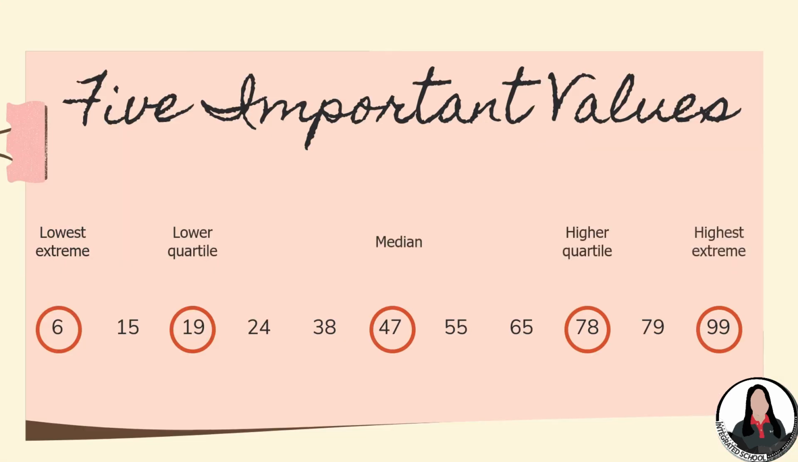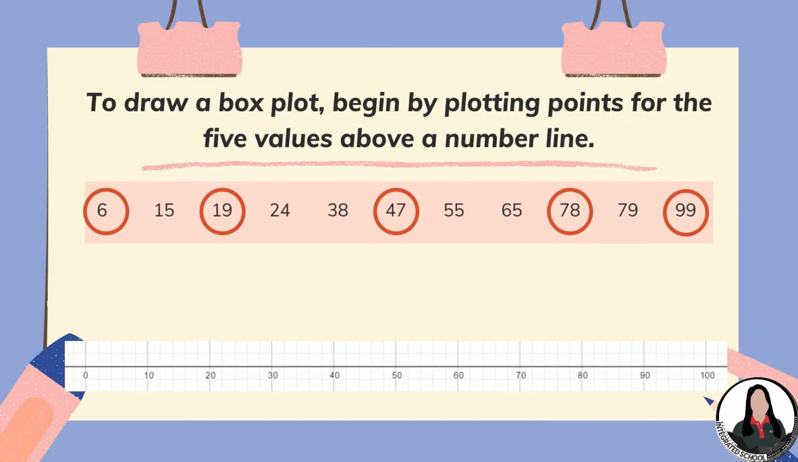So now that we have the 5 important values, 6, 19, 47, 78, and 99, let us name these 5 values. 6 is the lowest extreme, or the lowest score. 19 is the lower quartile. 47 is the median. The higher quartile is 78 and the highest extreme is 99. These five scores are what we will use to construct our box plot.